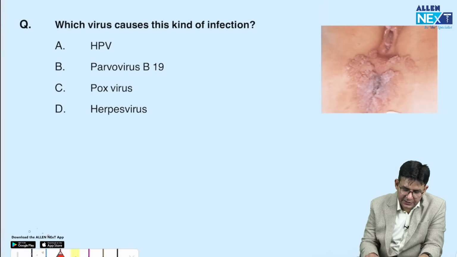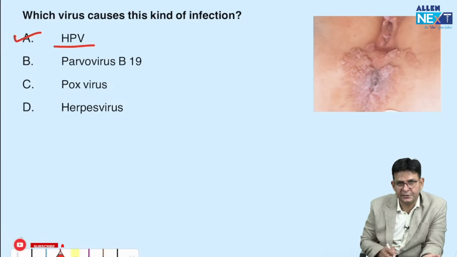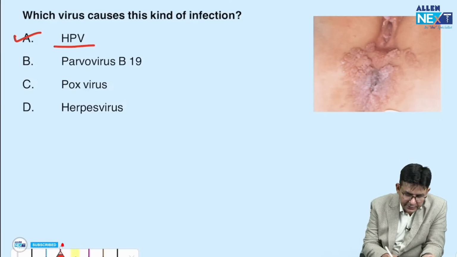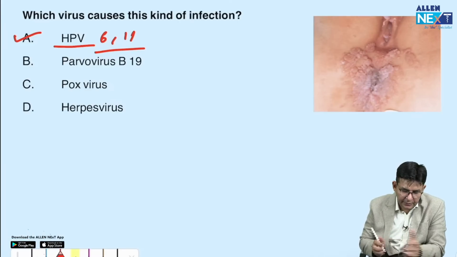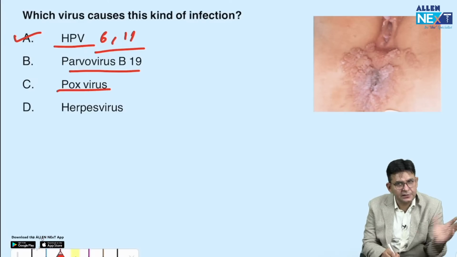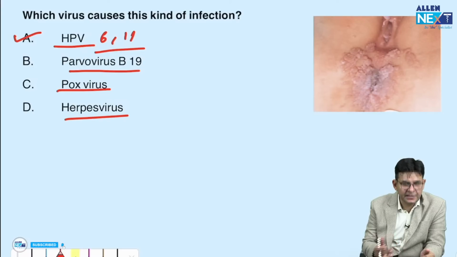Now, this particular one is what? Which virus causes these genital warts? Obviously, you know it is HPV. And which particular types? Mainly 6 and 11. HPV 6 and 11 leads to what? Genital warts. Parvo B19, just now we have done. Pox virus, molluscum contagiosum, herpes, we have already discussed. Okay. So, HPV 6 and 11 is this.